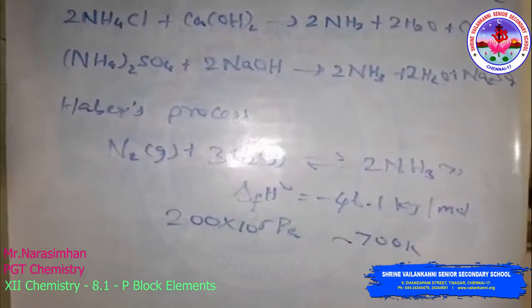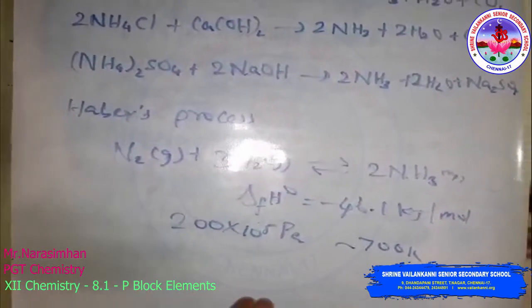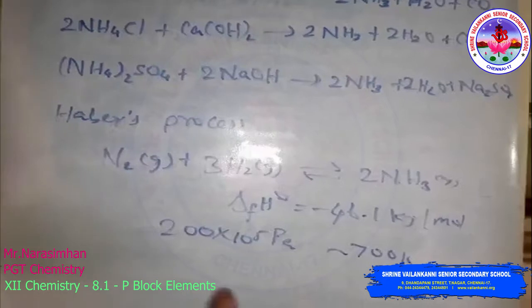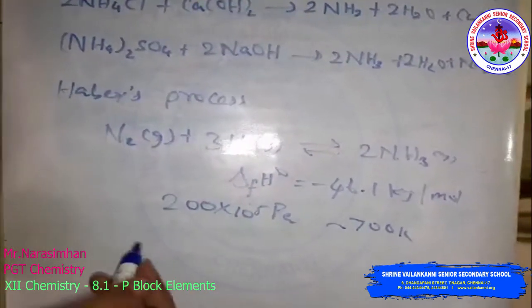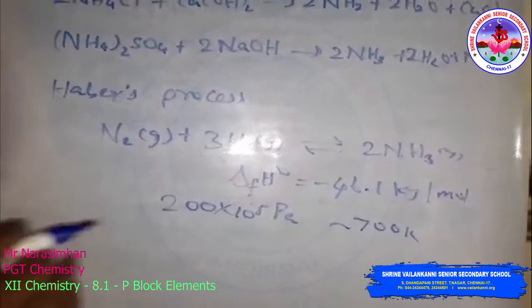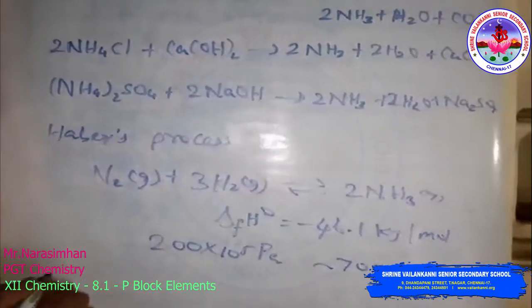Here catalysts such as iron oxide with a small amount of potassium oxide and aluminum oxide are used to increase the rate of the reaction. So this is the preparation process of ammonia. Then the properties of ammonia.